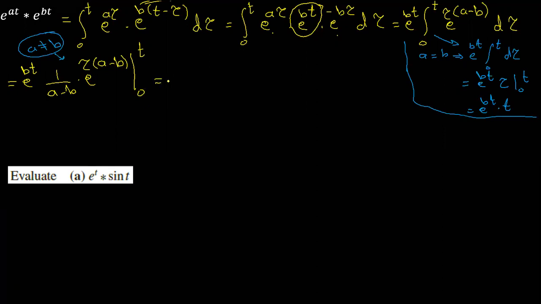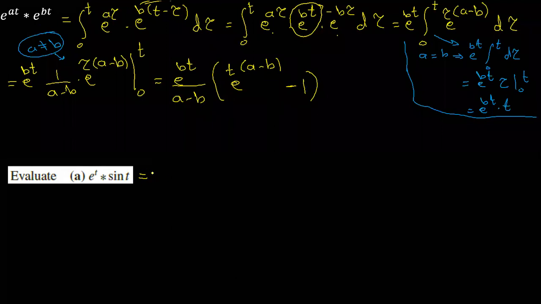So equal e to the bt divided by a minus b, bracket, e to the t times a minus b, minus e to the 0. Am I right? E to the 0, which is 1. This is the answer of this convolution. Let me do this one also. Any question about the first one?